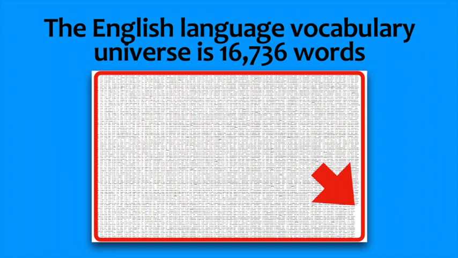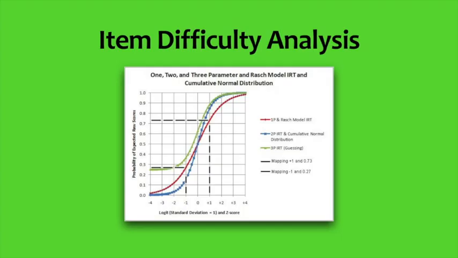How many English words and meanings do you know? How many does each of your students know? Which specific words are known? Well, that last level of understanding eluded us all until the invention of item difficulty analysis in 2008.